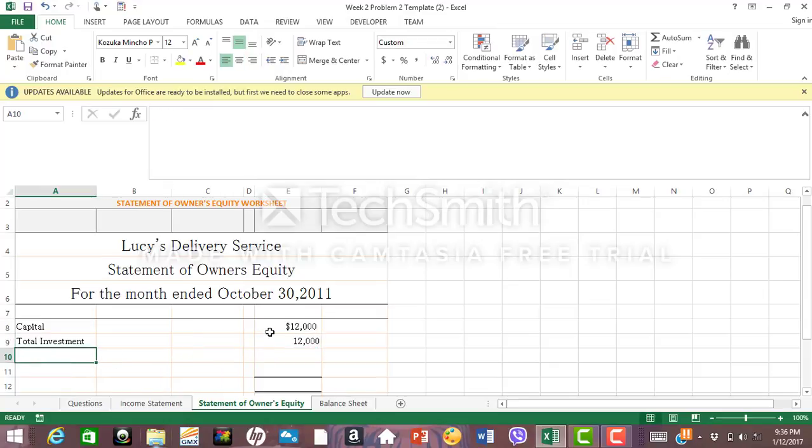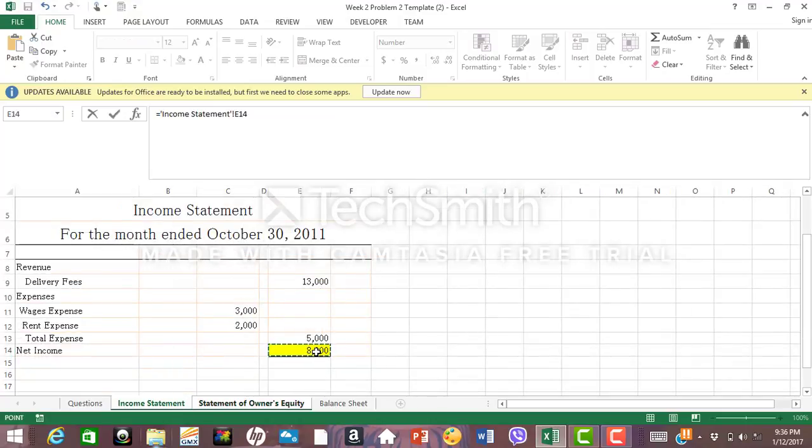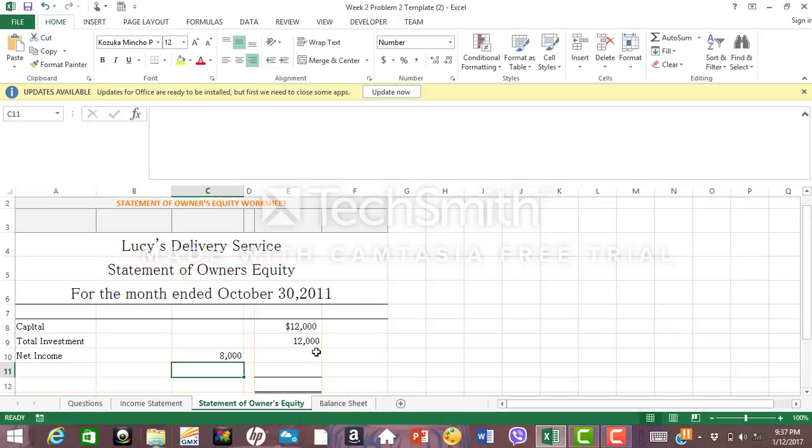And then we always include the net income, because net income becomes part of owner's equity. When we start November 1st, it automatically moves to the new capital of November 1st, which includes your net income. So your net income, you get that from your income statement. It is $8,000. And then because drawings is for personal use, it's not considered an expense, so it's minus your drawing.